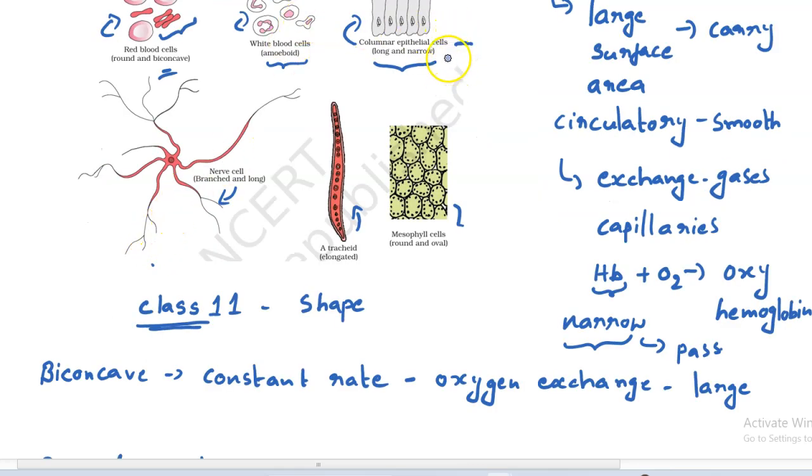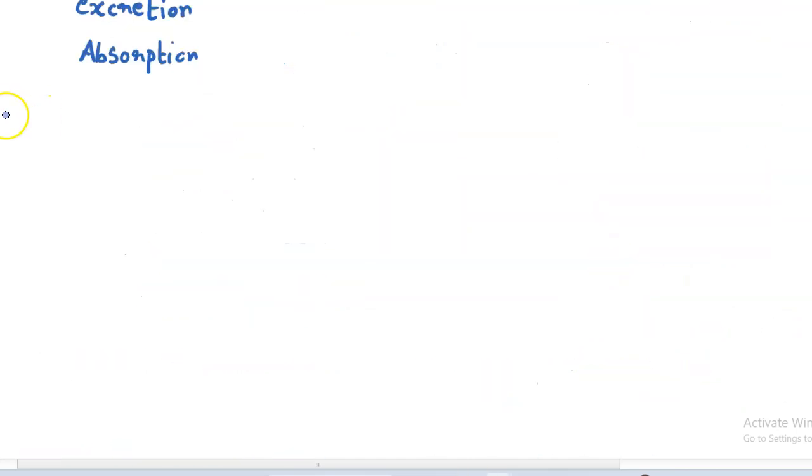As we have come across the animal cell which is column-shaped, the epithelial cell, the next example we have is the nerve cell, which is branched. Here we see the branches, and the cell is also long. Let us consider this nerve cell, also known as a neuron. In the image it appears elongated and branched.